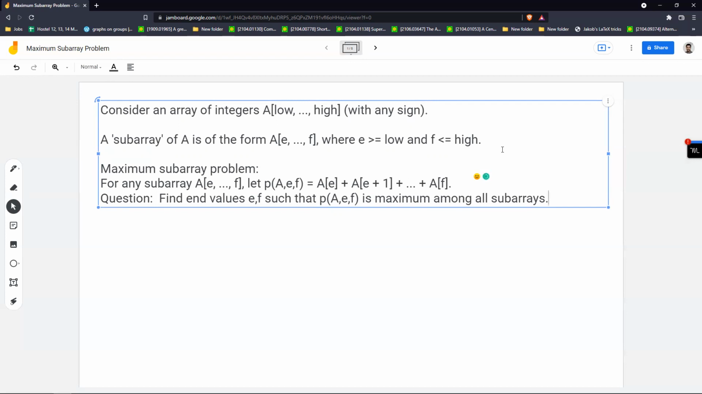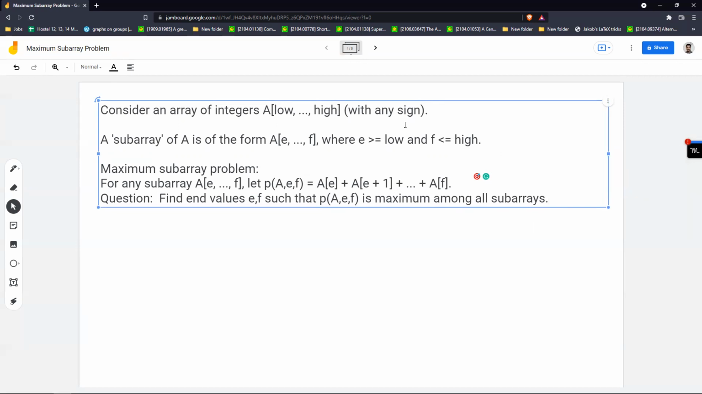Is that clear? Any subarray is determined by the lower endpoint and the higher endpoint. Once you fix the lower and higher endpoint, this is the sum. Now you want to vary over all possible lower and higher endpoints, look at the maximum value, and find out for which E and F this value is going to be maximum.